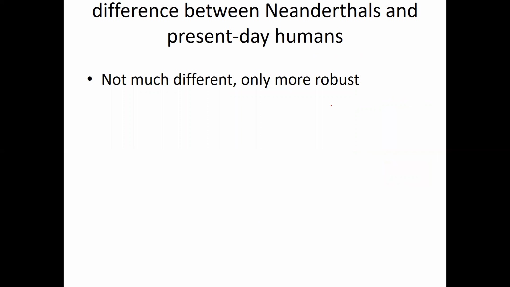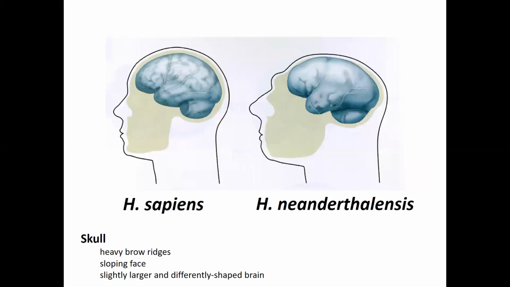So what is the difference between Neanderthals and present-day humans? Well, there wasn't much. They were just more physically robust. We have fairly similar brain sizes. Our brains were structured a little bit differently.